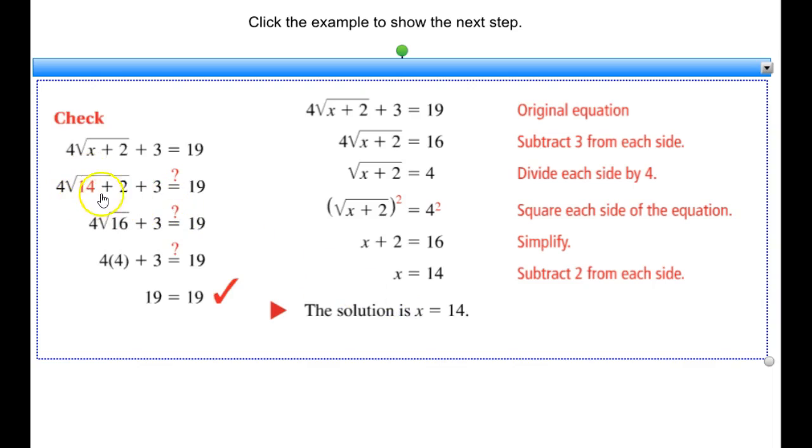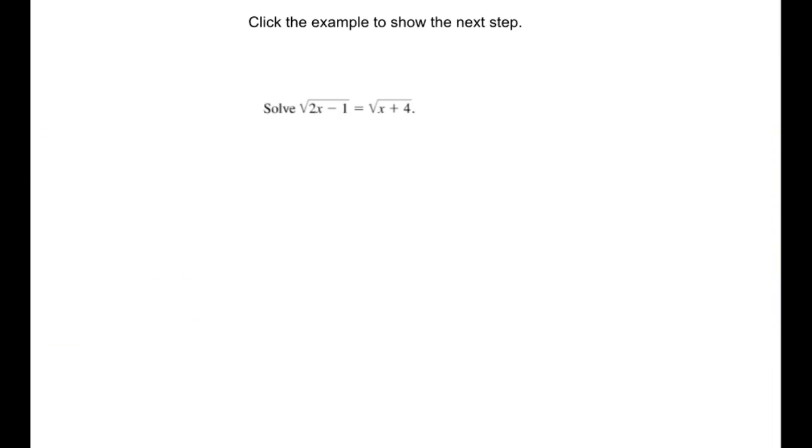So again, I put this back into my equation. 14 plus 2 is 16. So the square root of 16 is 4, and 4 times 4 is 16, plus 3 is 19. So my solution does work here.